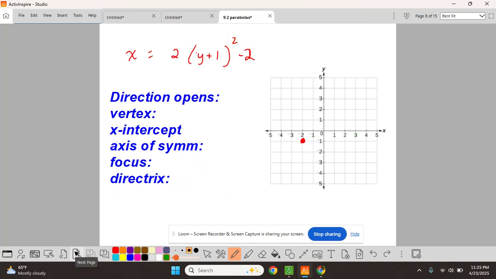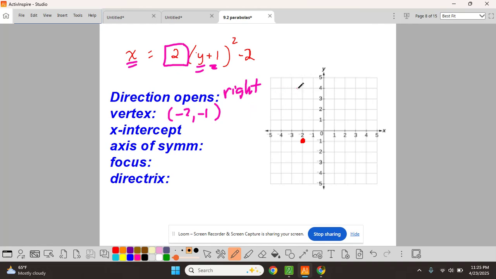x equals 2 times (y plus 1) squared minus 2. So we know that the vertex is at negative 1 for the y and negative 2 for the x. Negative 2, negative 1. There you go. We have already set that up. x is by itself here and y is being squared, so we know this opens sideways. But since a is positive, it opens to the right.